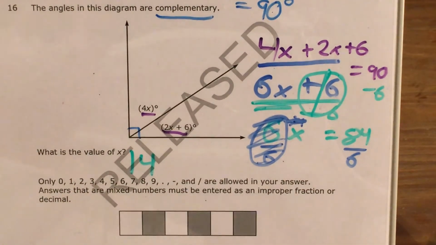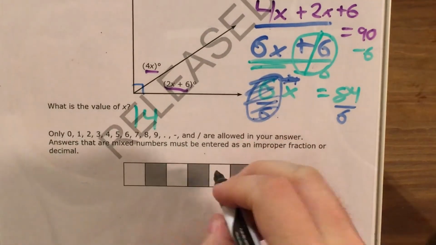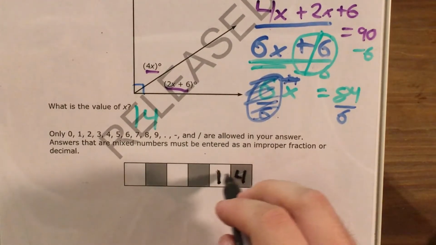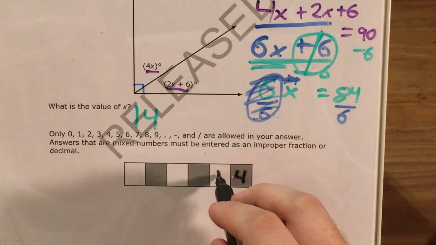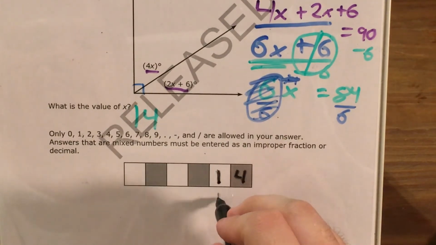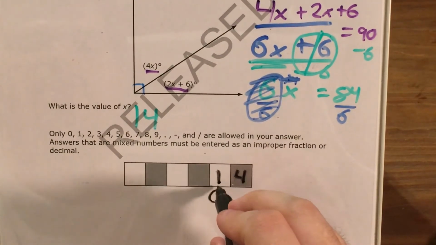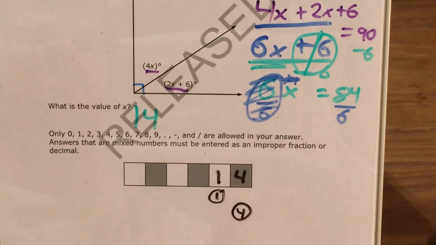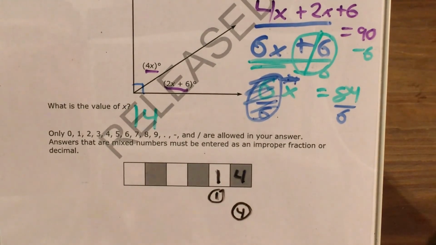And at this point, I'm going to scoot this back and fill this in my gridded response section. 14 takes up 2 spaces because I have a tens digit and a ones digit. I find my 1 bubble under the spot where I've written 1 and bubble it in. I find my 4 bubble under where I've written 4 and bubble that in. So 14 is my answer, and this is how I would write it in a gridded response section.